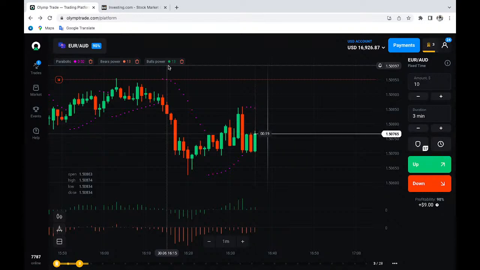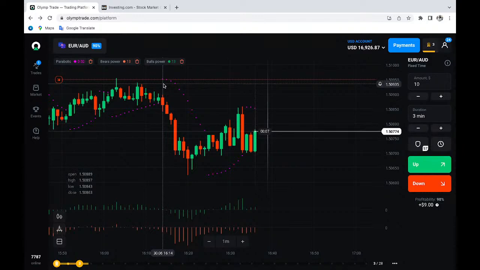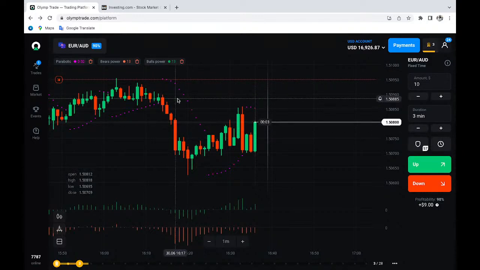Second, the Parabolic SAR is an indicator that follows the trend and determines the reversal point in the price channel. Visually, it takes the form of a series of dots that are either above the chart or below the chart, or you can say the price chart.